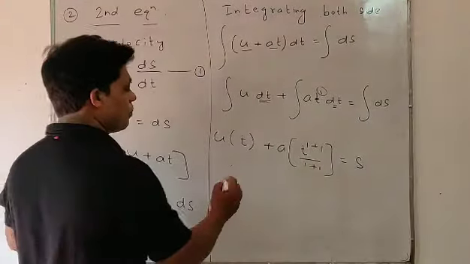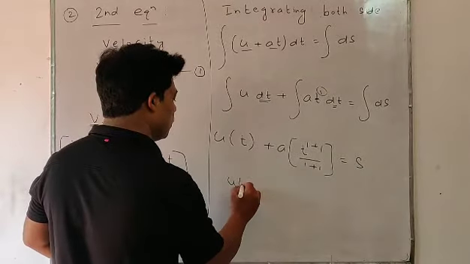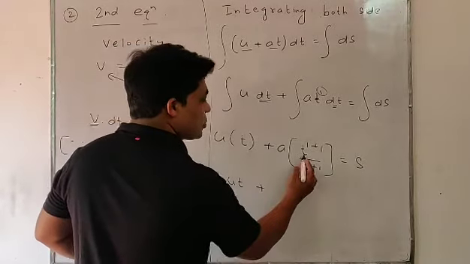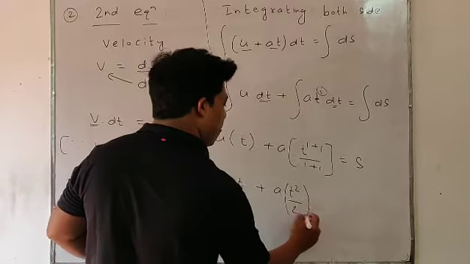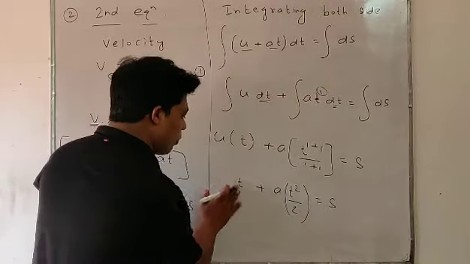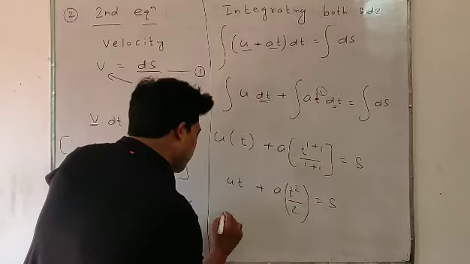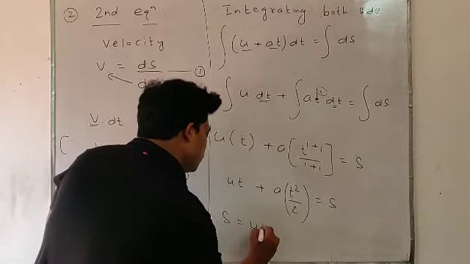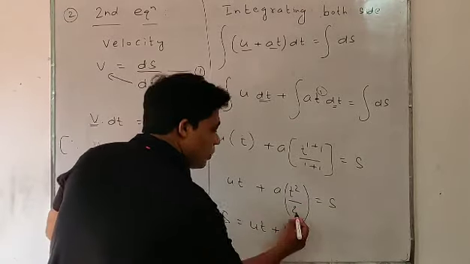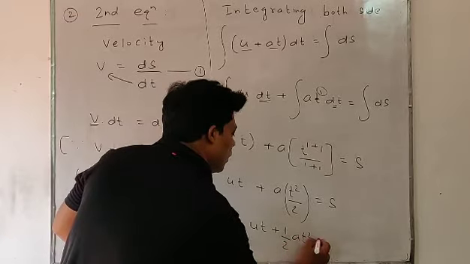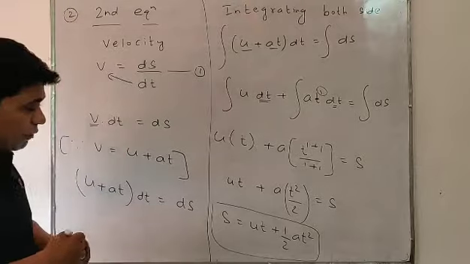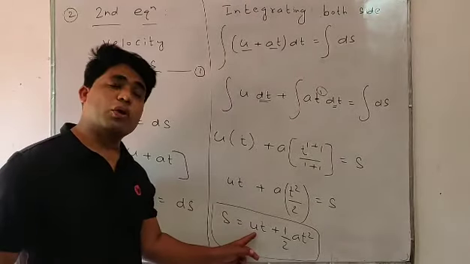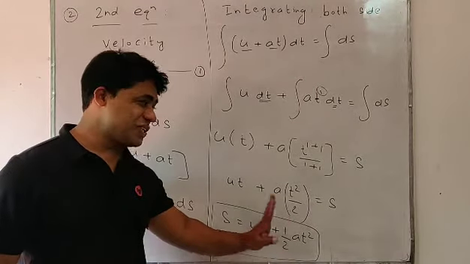So finally, u into t, ut plus t square by 2 a, and s. Arrange it in the proper way: s equals ut plus half at square. This is the second equation of motion, where s is displacement, u is initial velocity, t is time, a is acceleration.